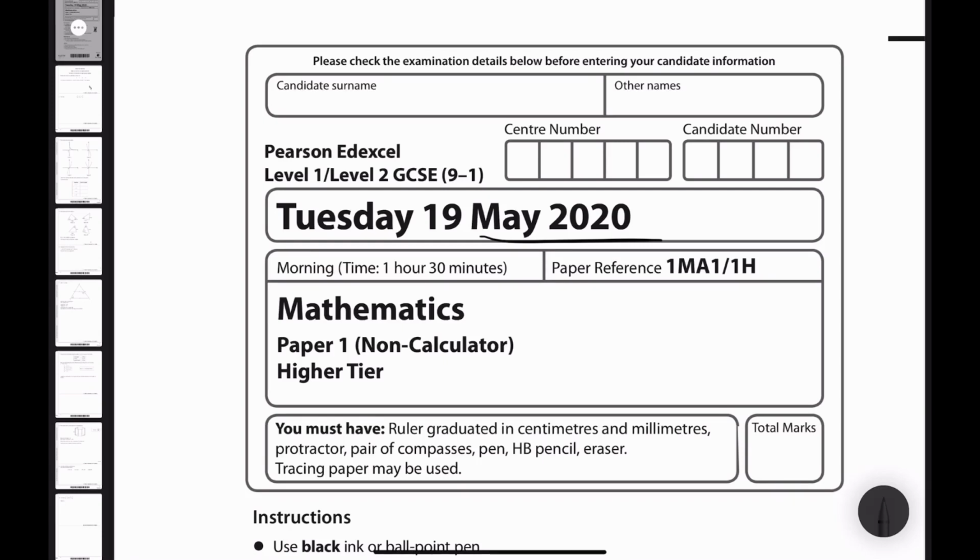Hello everyone. In this video I'm going to solve a Pearson Edexcel GCSE high tier paper of mathematics. It's paper 1, it's non-calculator, and it is of May 2020.